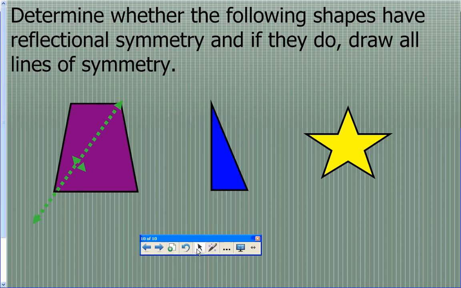All right, bear with me 1 second. Get rid of those. So, the line of symmetry for this trapezoid is straight down the middle. Let's see if I can scoot this over a little bit. Right there. That's the line of symmetry for this. The left side and the right side are equal.